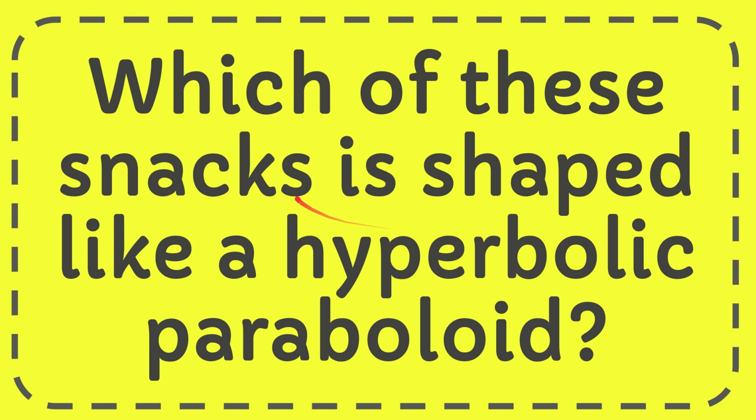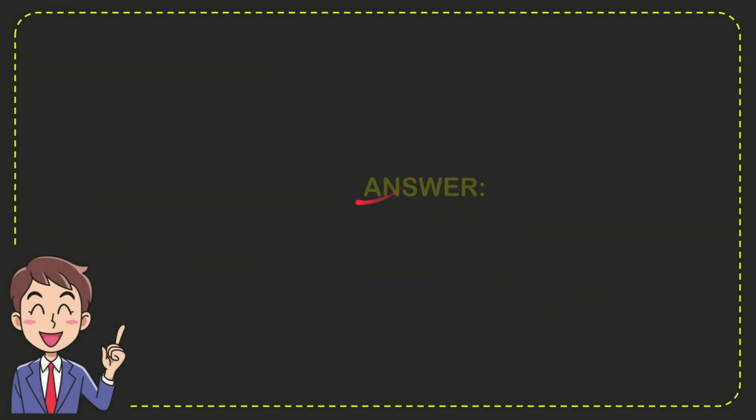In this video, I'm going to give you the answer for this question, and the question is, which of these snacks is shaped like a hyperbolic paraboloid? Well, now I give you the answer for this question, and the correct answer for the question is Pringles. That is the answer for the question: Pringles.